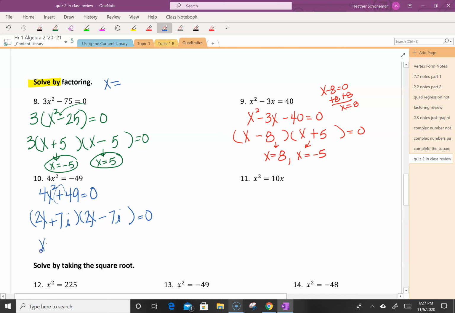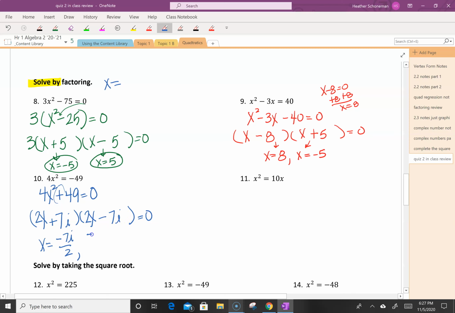So when I solve on this first one over here, I'm going to subtract 7 and divide by 2, so I get negative 7i over 2. Over here, I'm going to add 7 and divide by 2, so I get positive 7i over 2.